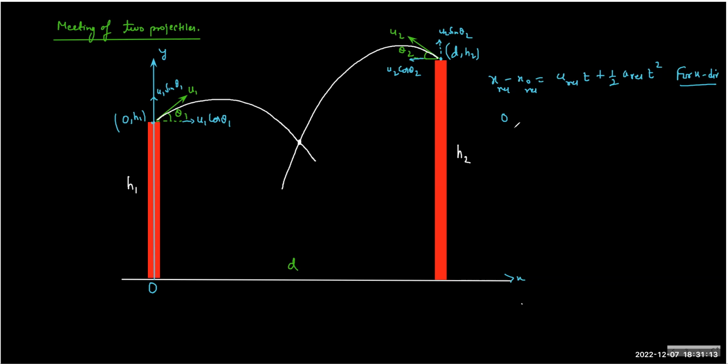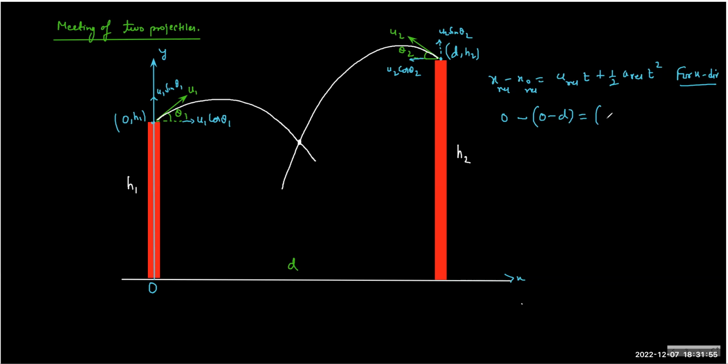The next part, very carefully. Either you will write 1 minus 2 or 2 minus 1. You can choose whatever you want. In which sequence do you want to write the difference? 1 minus 2 or 2 minus 1? Choose anyone. 1 minus 2, right? Okay. So what is the initial x position of the first particle? 0. Second? D. Very simple.